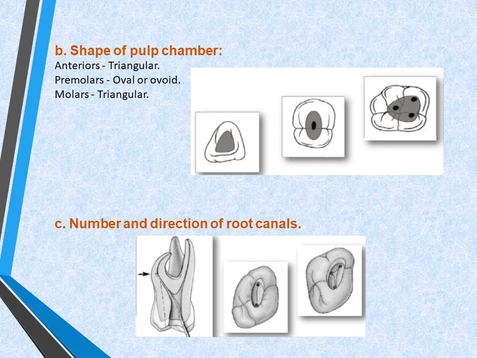That is when you will be able to extirpate all the pulp from the pulp chamber. The third factor is the number and direction of the root canal.